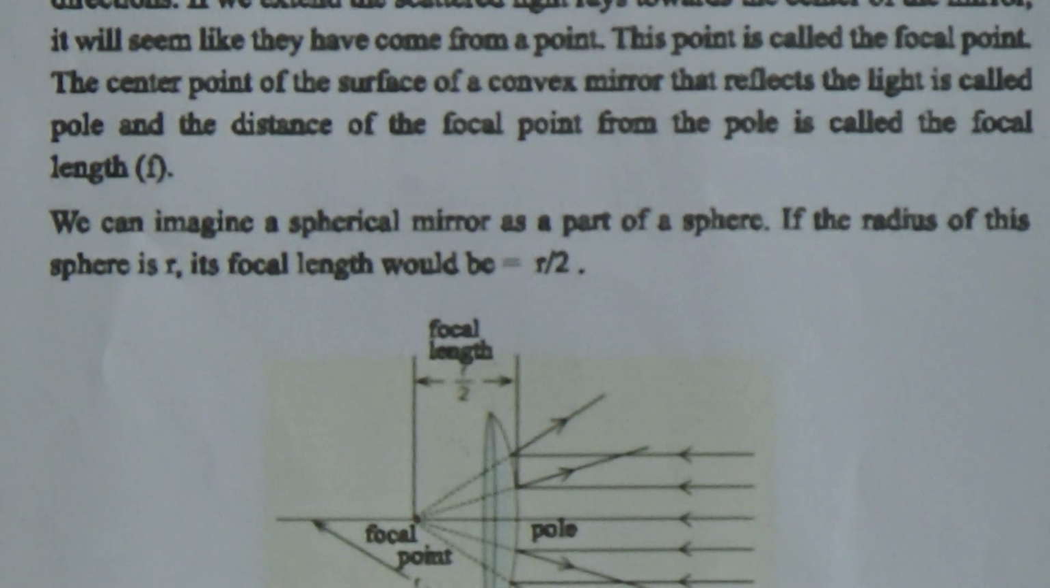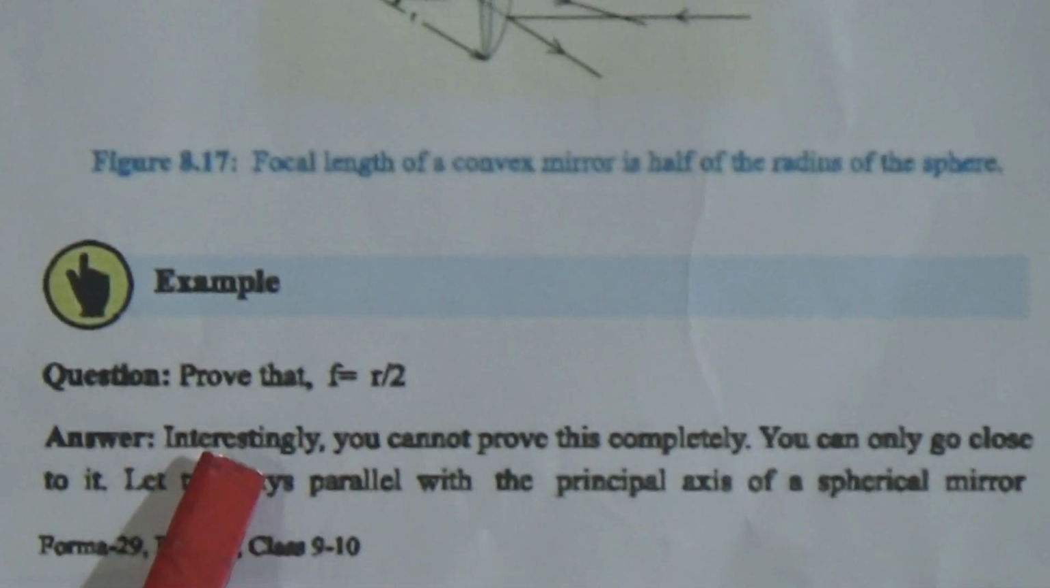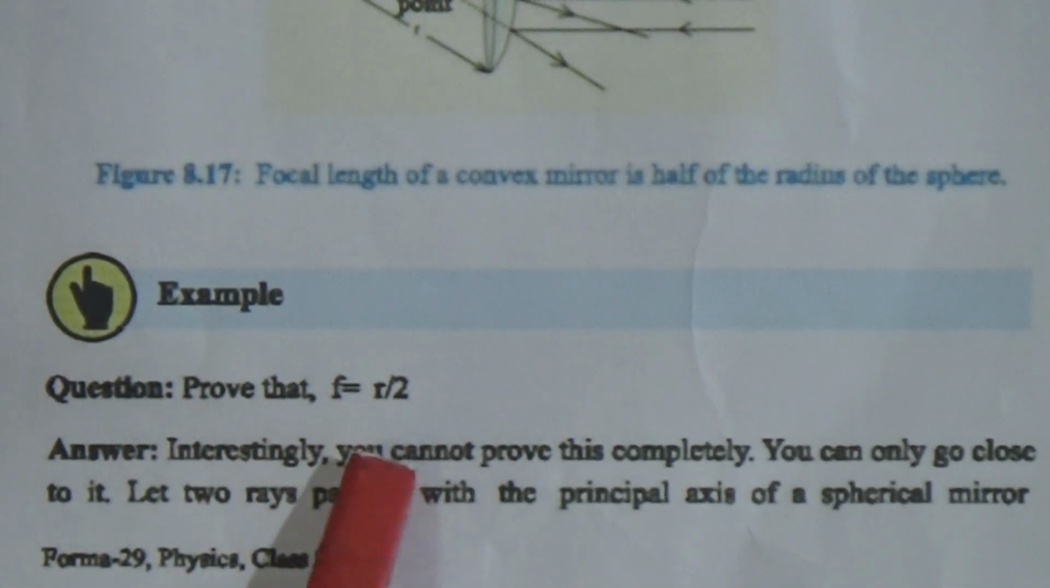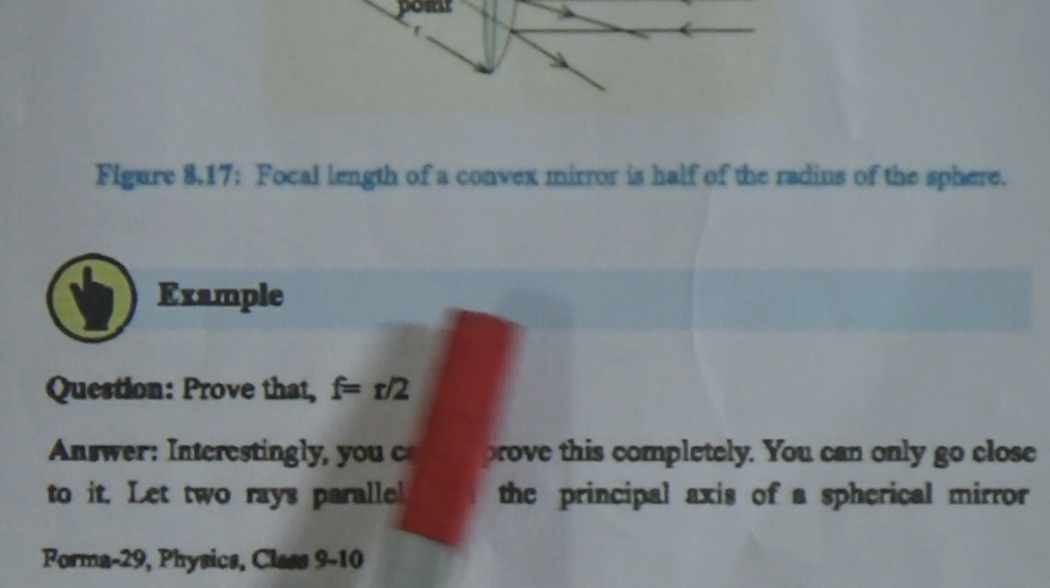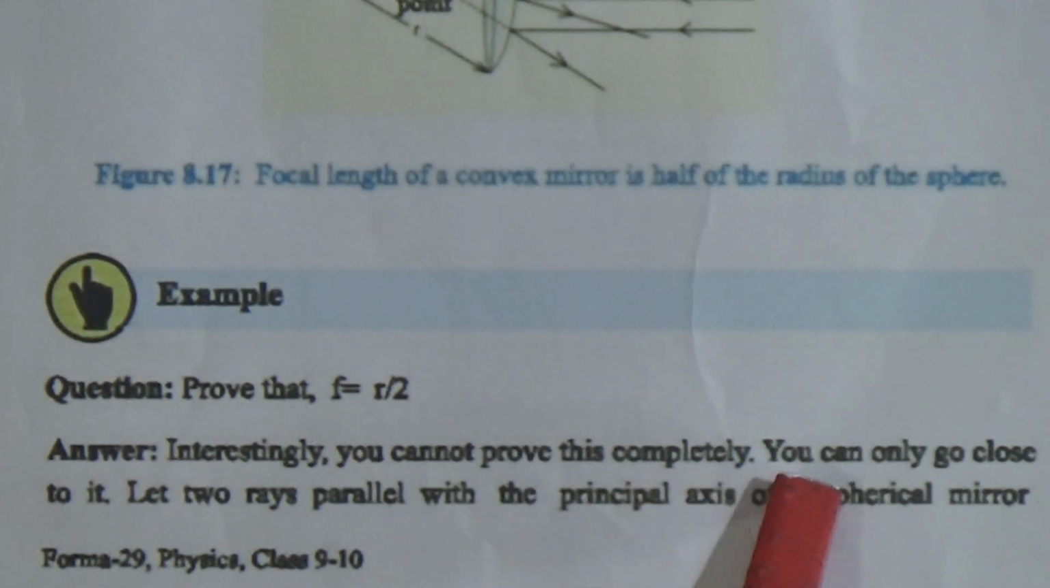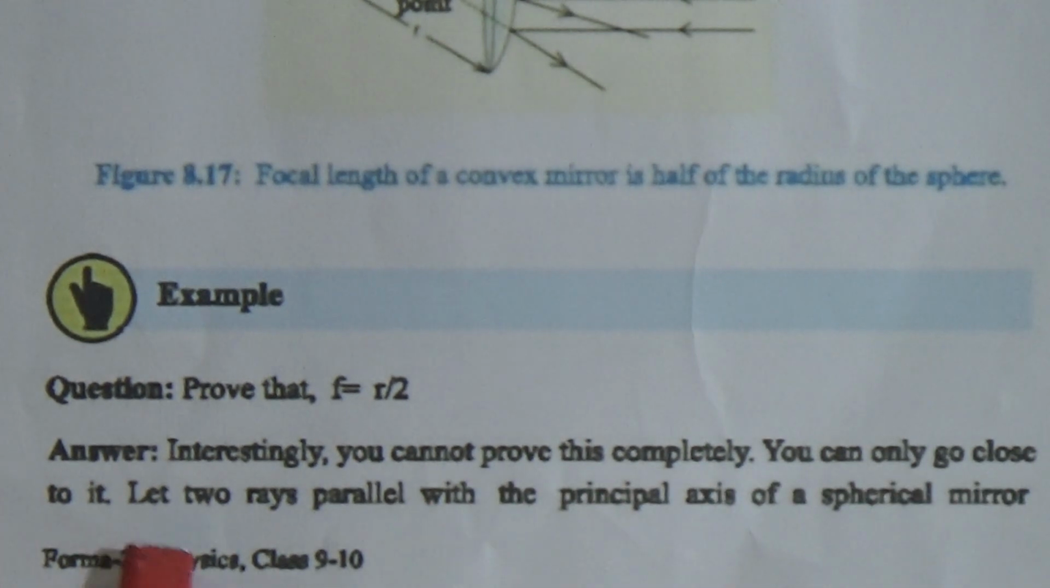My dear students, now we will discuss this topic. Prove that f equals r divided by 2, where f is the focal length and r is the radius of the sphere. This is a very important question also. Prove that f equals r divided by 2. The answer is, interestingly, that you cannot prove this completely, and you can only go close to it.